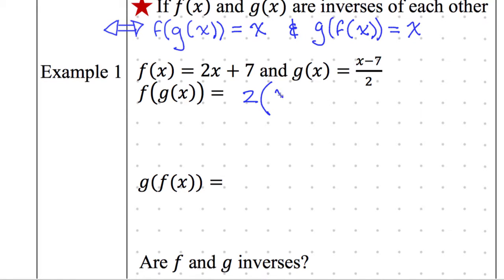X minus 7 divided by 2, close your parentheses, plus 7. Perfect. I'm going to pause right here. This is just a review of composition of functions. This x right here is an empty container now holding g of x. As Stego correctly said, we need to keep our parentheses. Whenever you do substitution, you always keep those parentheses.